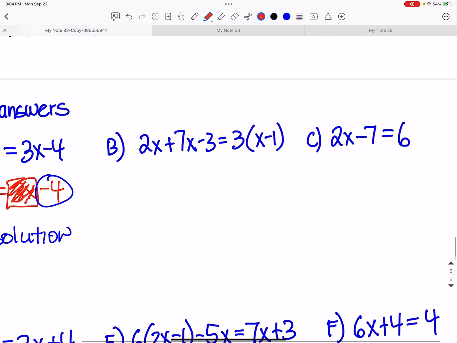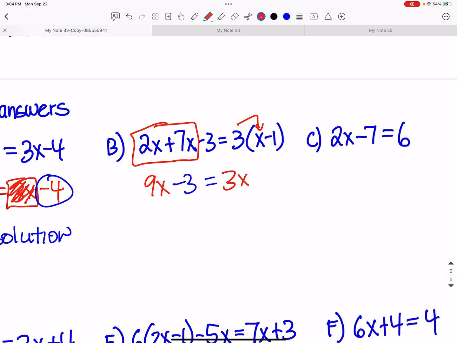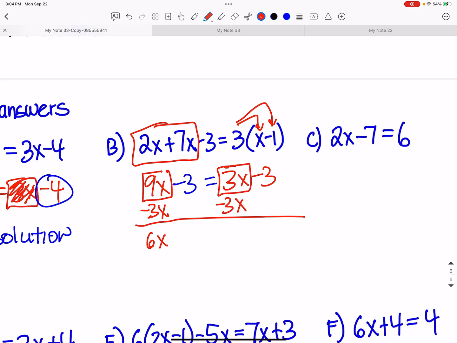All right, over here, I've got 2 x's and 7 x's is 9 x's minus 3 equals 3 times x is 3 x's minus 3. I've got 9 x's over here. I've got 3 x's over here. The x's are not going to cancel out, so I'm still going to have x's, which means eventually the x's are going to tell me the answer. So this is one answer. I don't know what it is. The x's will tell me, but they're alive.